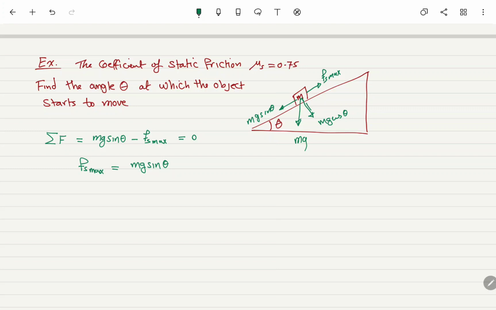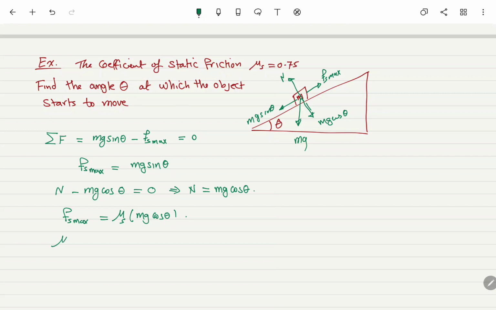Now on the y-axis, we have the normal force. It's very important here. On the y-axis, normal minus mg cosine theta equals 0, so the normal force in this case is equal to mg cosine theta. Now Fs max is equal, not less, because we are looking for the maximum, to mu s times the normal, mg cosine theta.